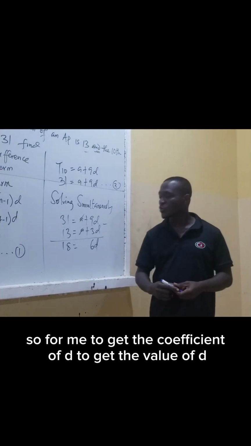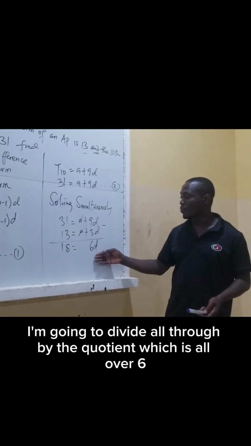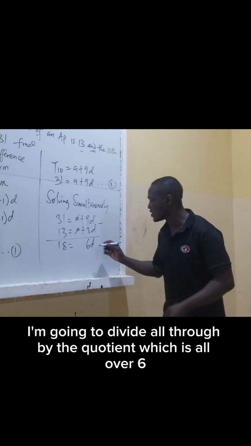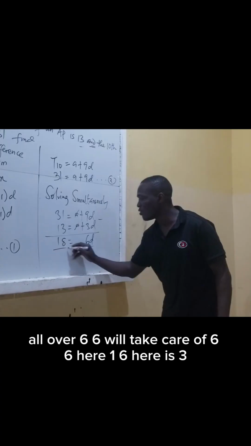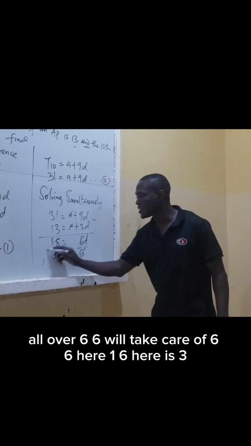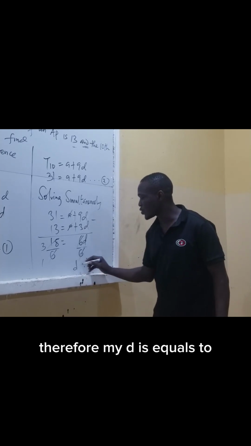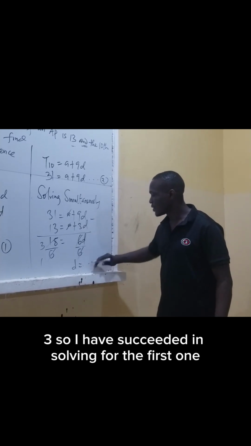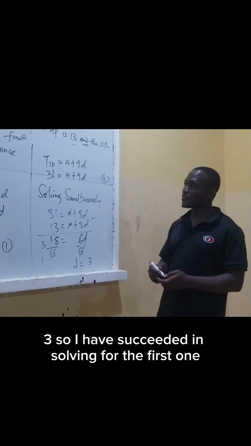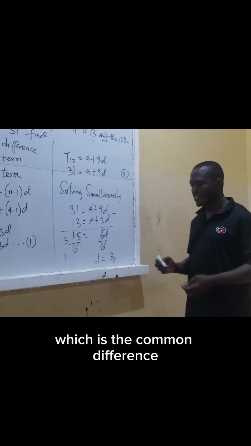So for me to get the value of D, I'm going to divide all through by the coefficient, which is 6. All over 6. 6 will take care of 6. 6 here is 1. 18 over 6 is 3. Therefore, my D is equal to 3. So I have succeeded in solving for the first one, which is the common difference.